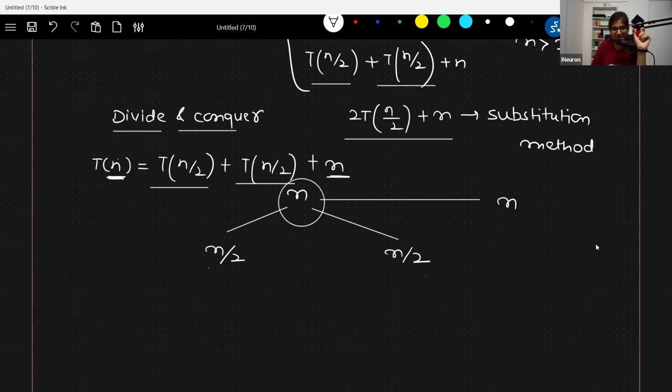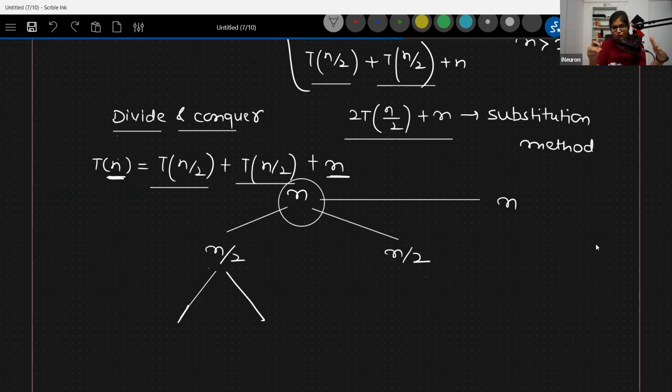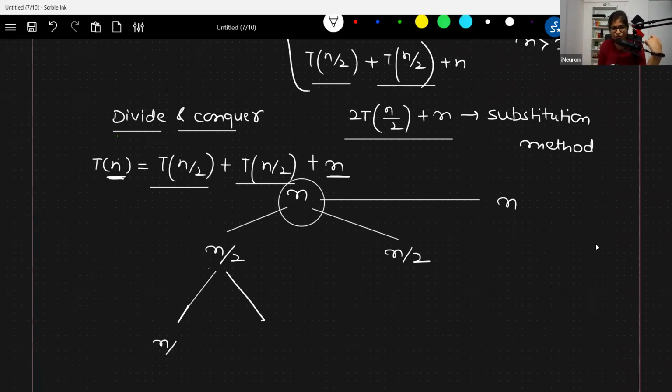Now, if you repeat this task again, by doing a further split of n by 2, it will get split into another level. Now, what is the value at the left side? If you repeat the same step, n is split into two halves, n by 2 and n by 2. If you split n by 2 into two halves, you get n by 2 to the power 2 here, n by 2 to the power 2 here. Similarly, if you split this also, you get n by 2 to the power 2 here and n by 2 to the power 2 here.